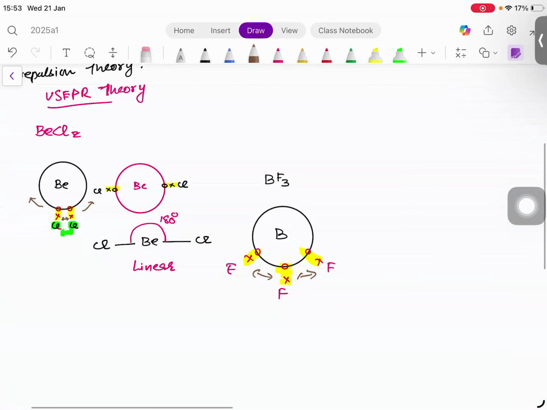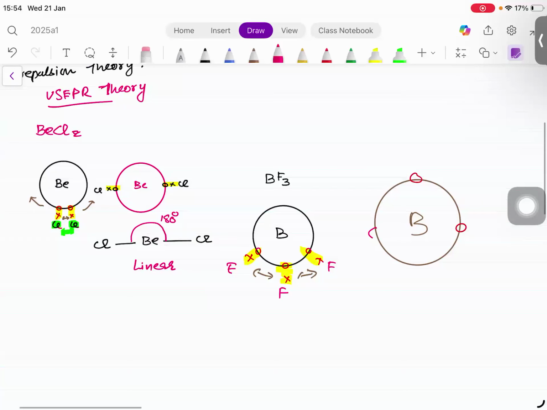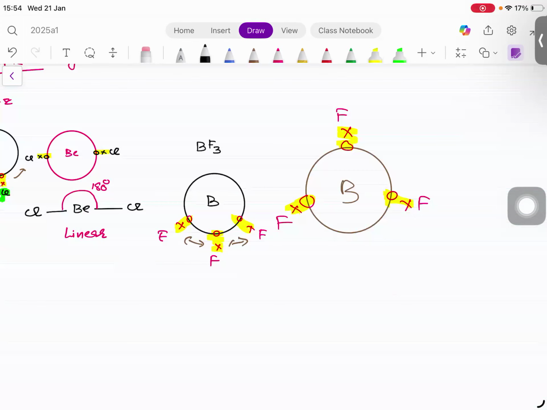Yes. They go as far as they can, and this is the place where they have a maximum. Look, so they go like this. Here, here, and here is the fluorine, right? So this is the point where they have, like this. So this is boron.